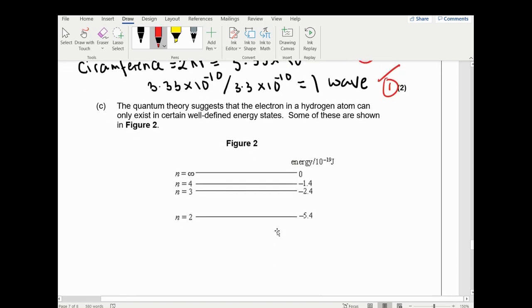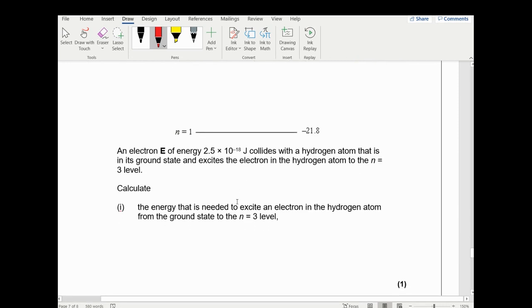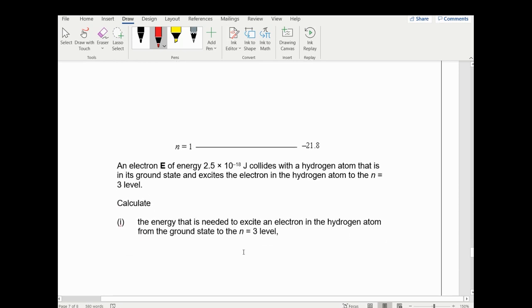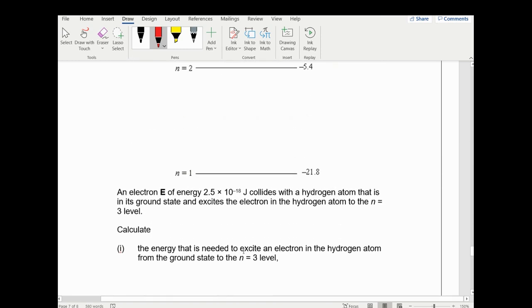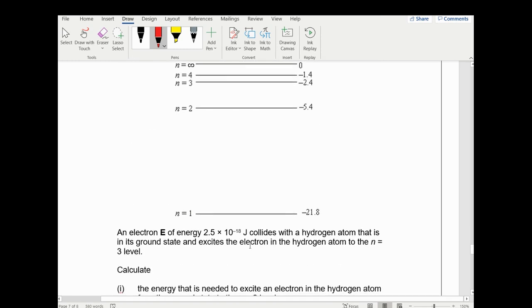Okay, so the quantum theory suggests that the electron in the hydrogen atom can only exist in certain well-defined energy states. Some of them are drawn on figure 2. An electron E of energy 2.5 times 10 to the minus 8 collides with a hydrogen atom that is in its ground state, and excites the electron to n equals 3. Calculate the energy needed to excite an electron in the hydrogen atom from the ground state to n equals 3. Okay, so what's actually happening here is that an electron E of energy collides with this hydrogen atom.